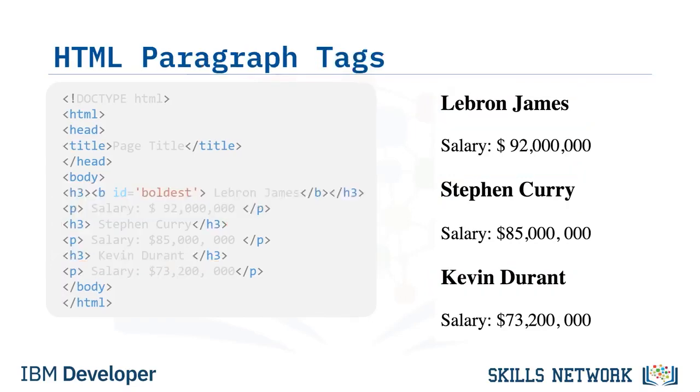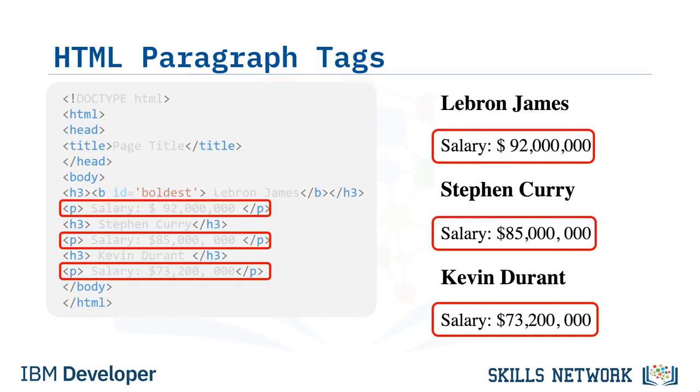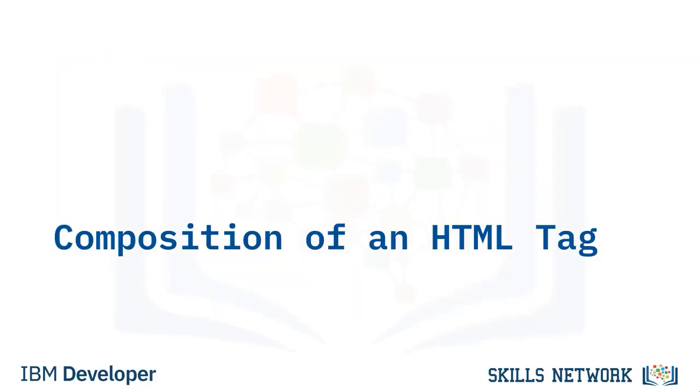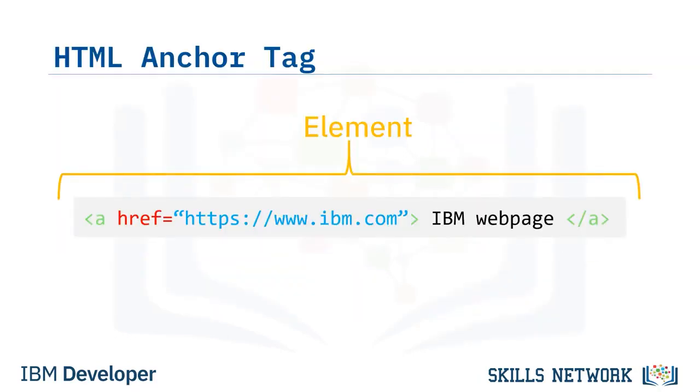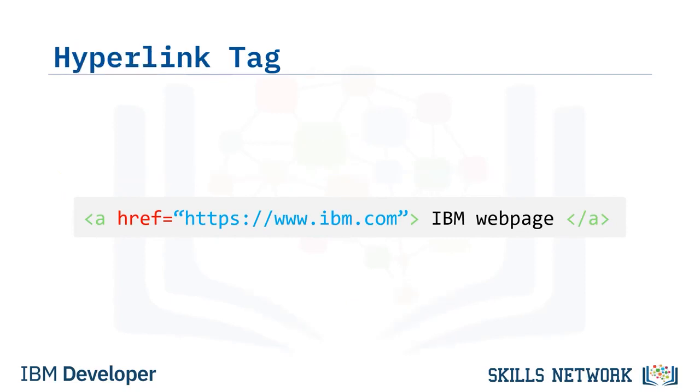There is also a different tag, P. This means paragraph. Each P tag contains a player's salary. Let us take a closer look at the composition of an HTML tag. Here is an example of an HTML anchor tag. It will display IBM, and when you click it, it will send you to ibm.com.